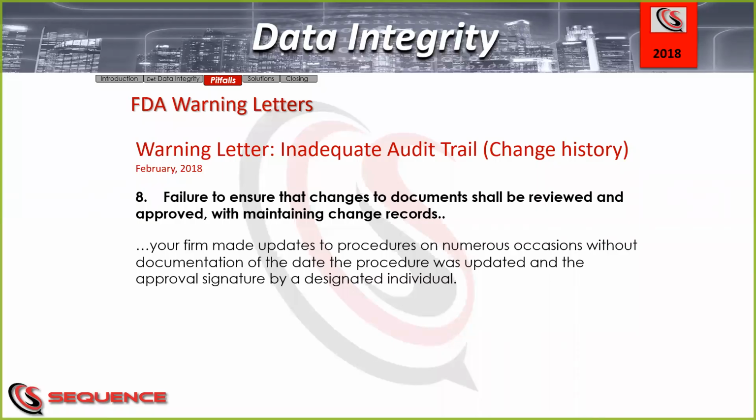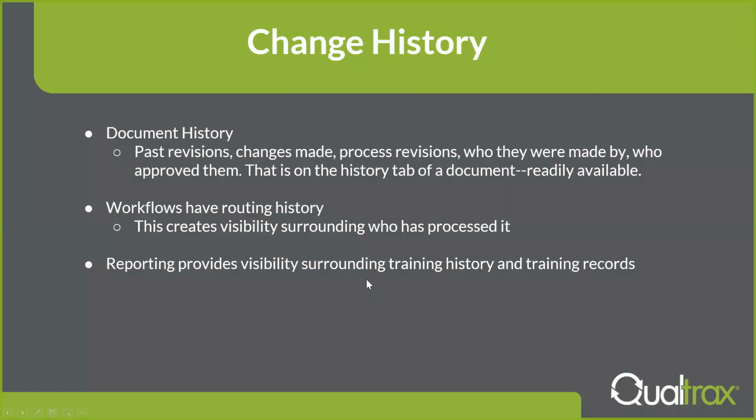So this other warning letter, inadequate audit trail. There was a failure to ensure that changes to documents were reviewed and approved, and they weren't maintaining change records. So the firm made some updates to procedures, looks like on numerous occasions here, without documenting the date the procedure was updated or the approval signature. So we would address that through change history.